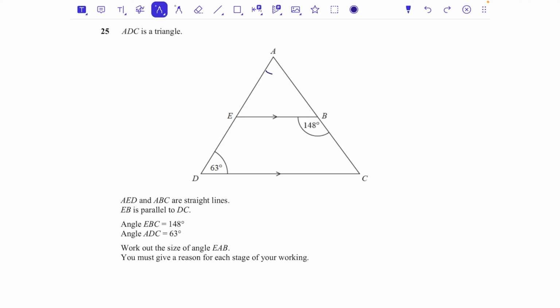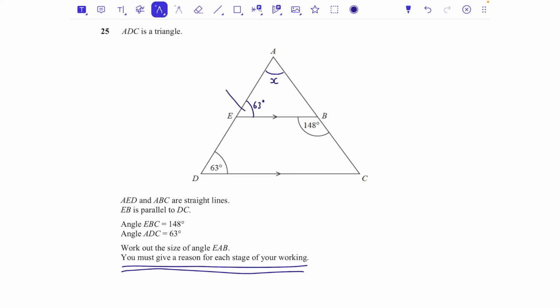EAB is that one up there. If you go from E to A to B, the angle that is formed is that angle at the top. So that's what we're looking for. I'm going to pop an X there so we know that's what we're working out. You must give a reason for each stage you're working. Now, as an examiner, it's easiest for us to see the reason if you write it and you label the angles as you go. So the first one I'm going to say, I know that this angle is 63 degrees.